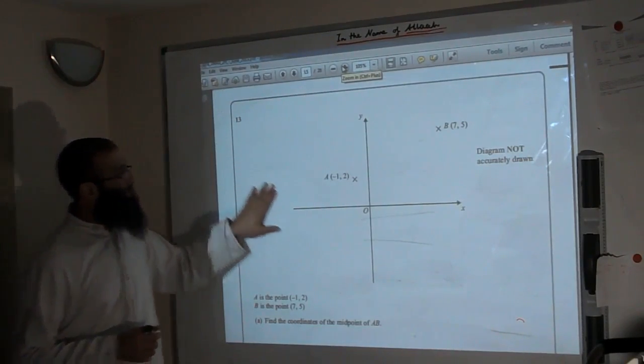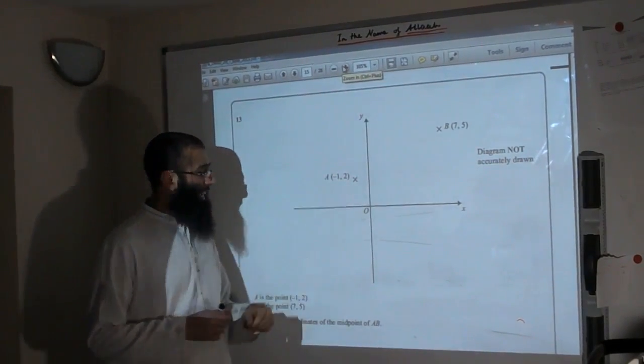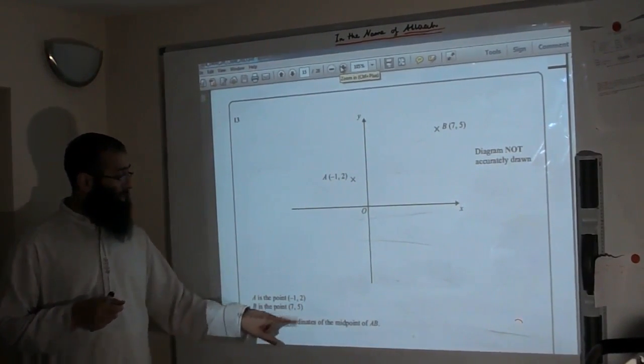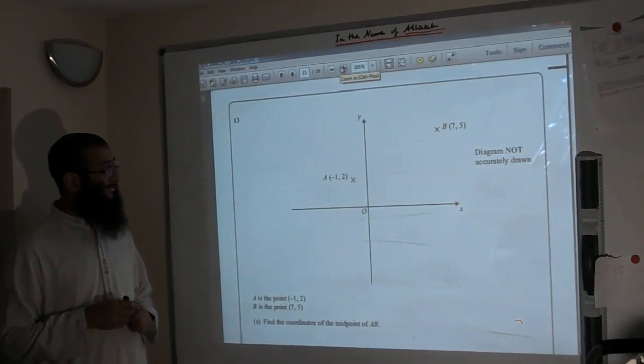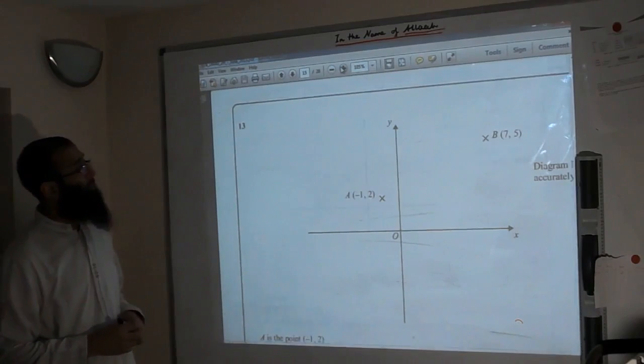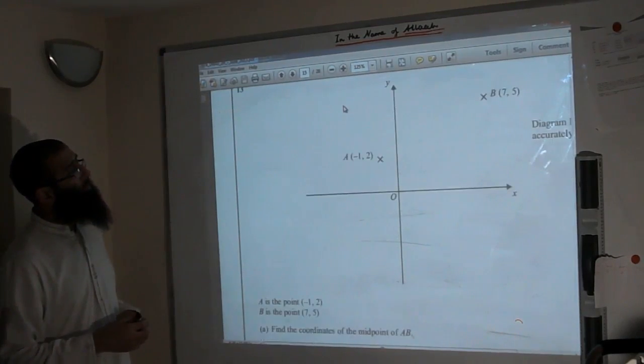Okay, question number 13, folks. We have our graph here. A is the point minus 1, 2, B is the point 7, 5. Find the coordinates of the midpoint of A, B. Can we make this graphic bigger, please?